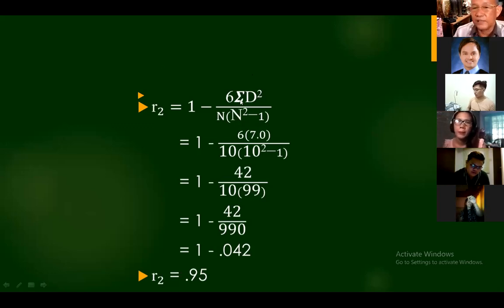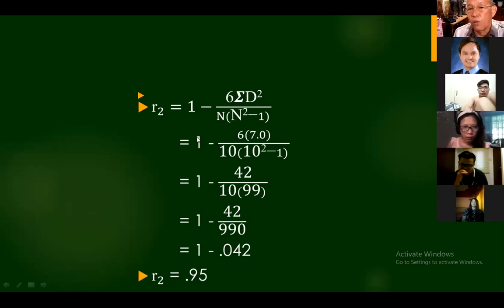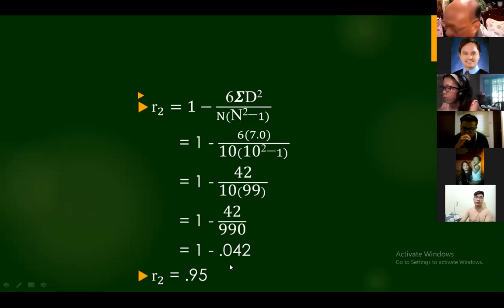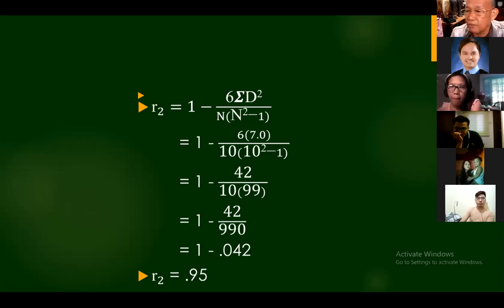Okay. All right. What is our summation D square in the table? 7.0. So here, look at the computations now. 1 is constant, so we copy. 1 minus 6 is constant times summation D square, which is 7.0 over 10 number of respondents, no? Times 10 square minus 1. If you solve for it, you get a Spearman's law coefficient of 0.95. Isn't it very easy? Can you follow? Yes, sir. Kaya yung mga MBA students, gamit na gamit nila yan. So this is the use of results will be interpreted by answering the 3 basic questions.